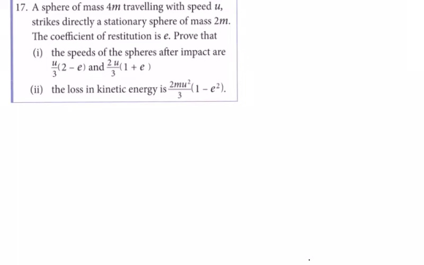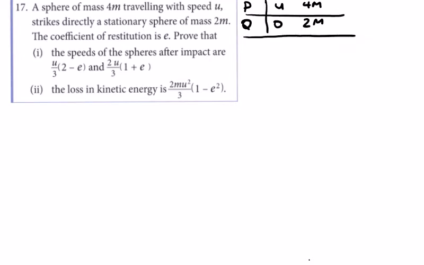In this question, we have a sphere of mass 4m. Let's call this one P, and we'll call the other one Q. Mass is 4m, and it's traveling at speed u, and it strikes a stationary sphere, so its speed is 0, and its mass is 2m. The coefficient of restitution is e.